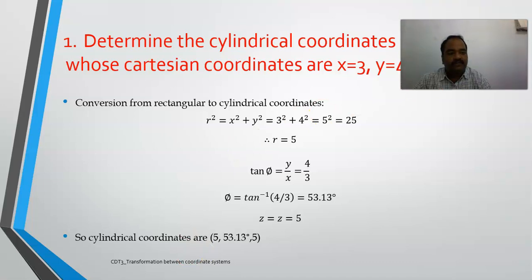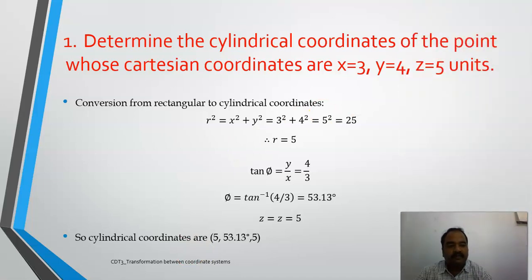The first problem states: determine the cylindrical coordinates of the point whose Cartesian coordinates are given by x is equal to 3, y is equal to 4 and z is equal to 5. If you carefully see, they are just asking us to determine the coordinates of a point.